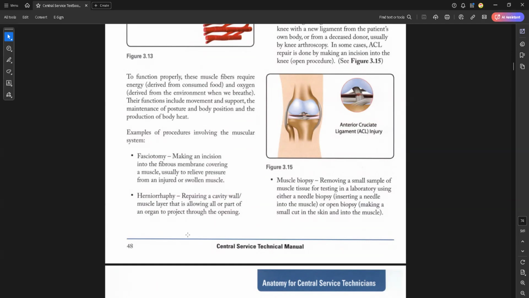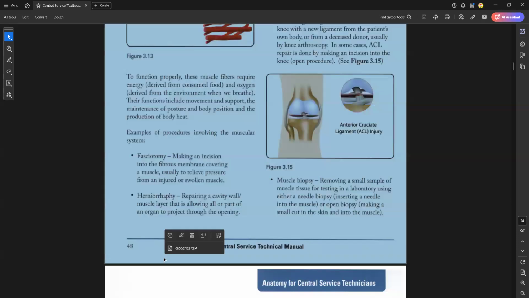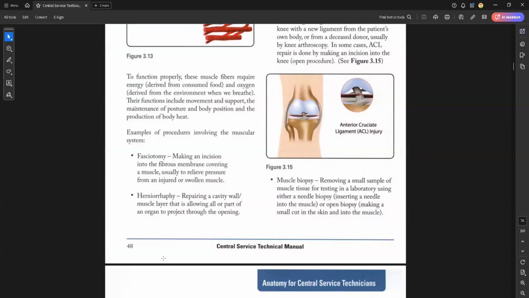Then we also have herniorrhaphy, repairing a cavity wall, the muscular layer that is allowing all parts of an organ to project through the opening. So herniorrhaphy. The raphy there, if you remember, I can give this as a trial or assignment. Raphy, what does it mean? You can go back there. Thank you, director, for underlining that. Yeah, it is also a suffix.